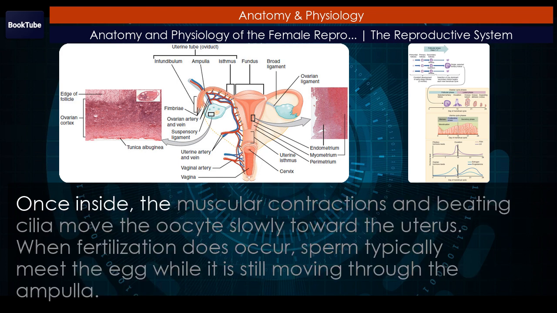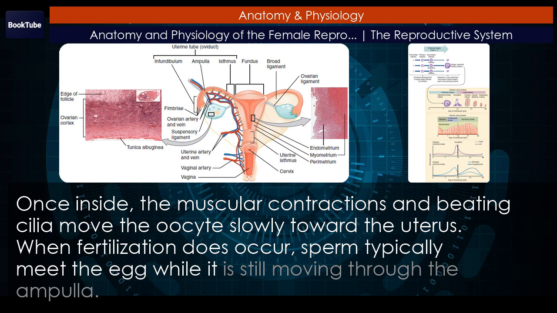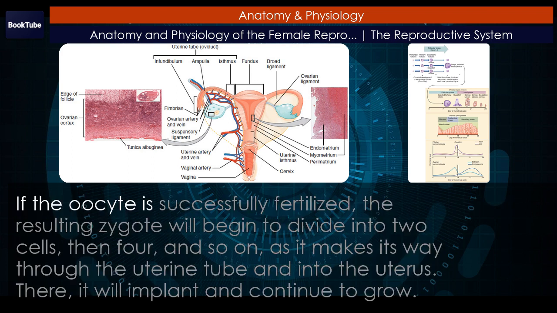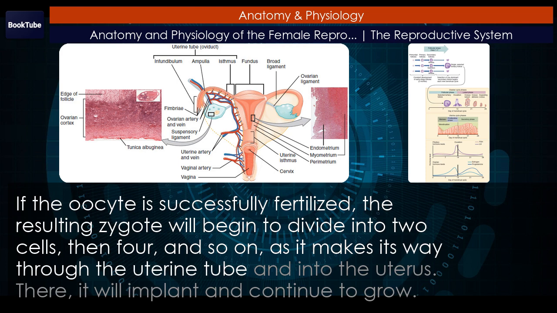Once inside, the muscular contractions and beating cilia move the oocyte slowly toward the uterus. When fertilization does occur, sperm typically meet the egg while it is still moving through the ampulla. If the oocyte is successfully fertilized, the resulting zygote will begin to divide into 2 cells, then 4, and so on, as it makes its way through the uterine tube and into the uterus. There, it will implant and continue to grow.